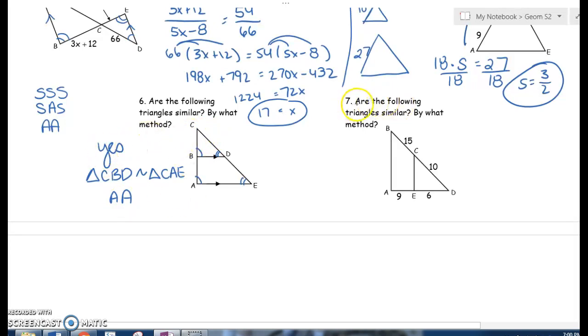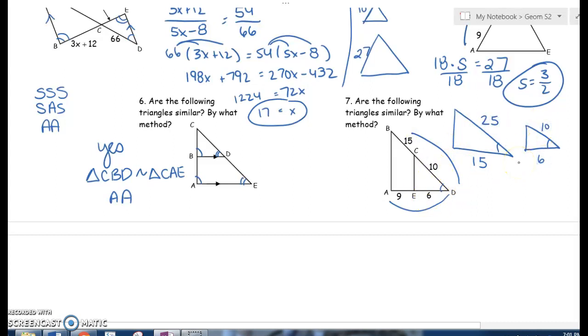For number 7, same idea. Are the triangles similar? By what method? So with this one, you might want to draw the triangles separately to see it better, but if you notice, both triangles have angle D in common. The big triangle has an angle D, and then the little triangle also has an angle D. The big triangle, the whole thing on the bottom, 9 and 6 makes 15. This whole side is 25. And then the little triangle, you have 10 and 6.